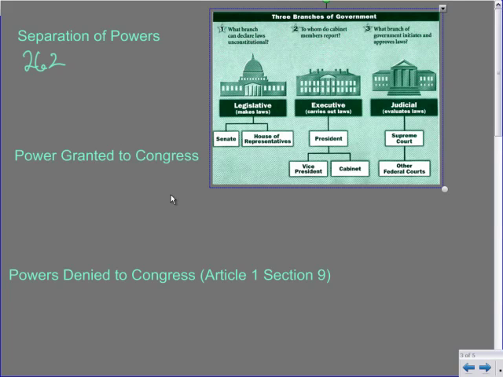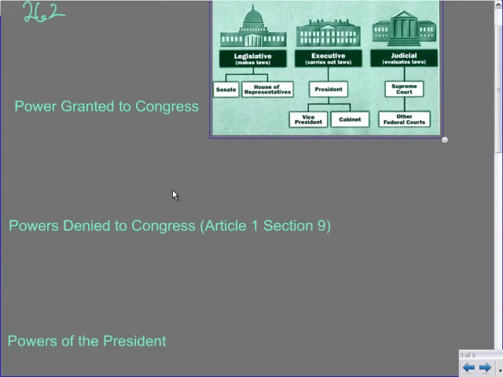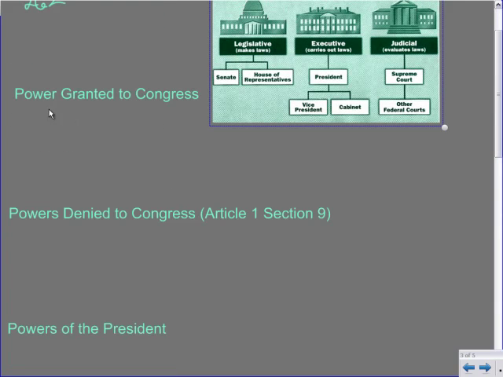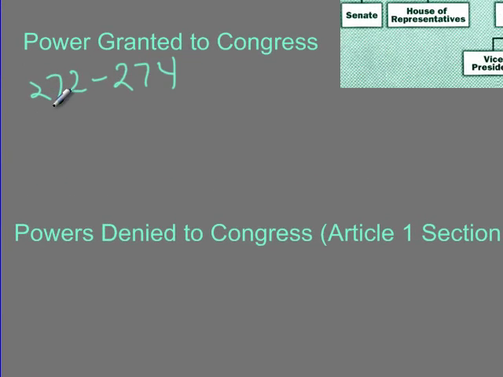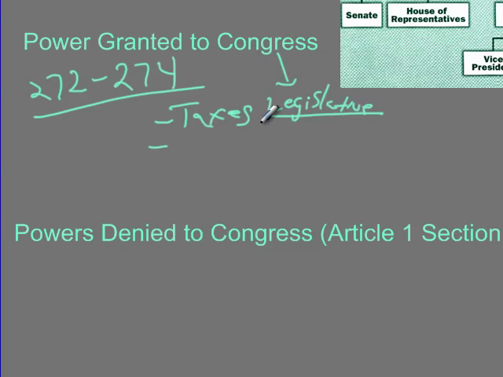So we start out with powers granted to Congress. This is something that you can read right there for you. It's 272 through 274. It is Article 1, Section 8. And it lists out the things that Congress can do. Like, they can collect taxes. So Congress, again, is the legislative branch, and you need to know that.